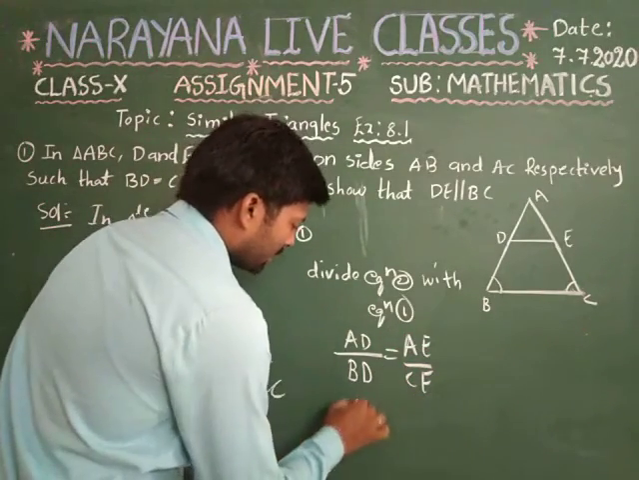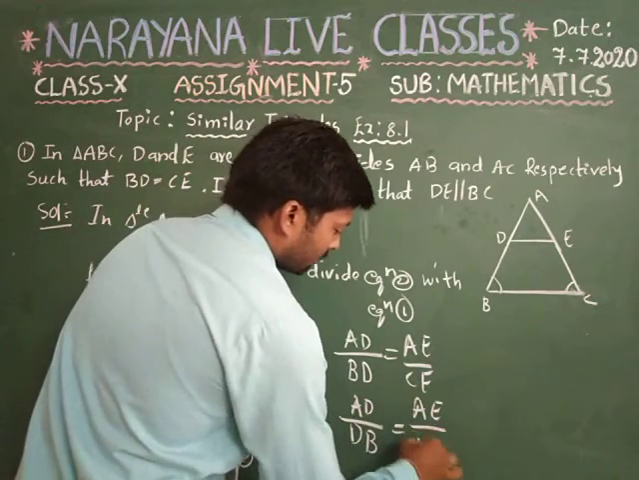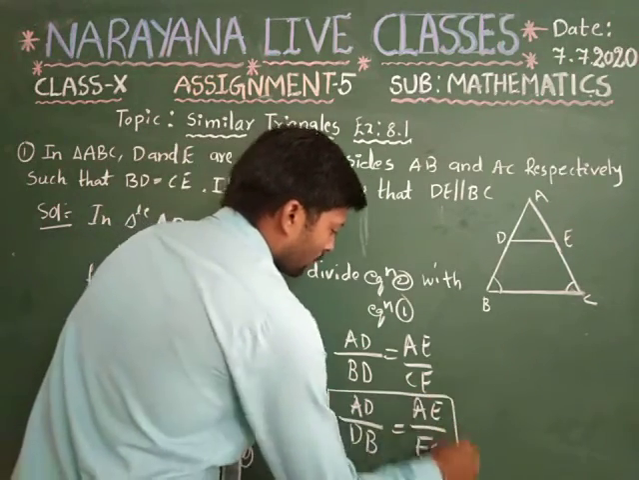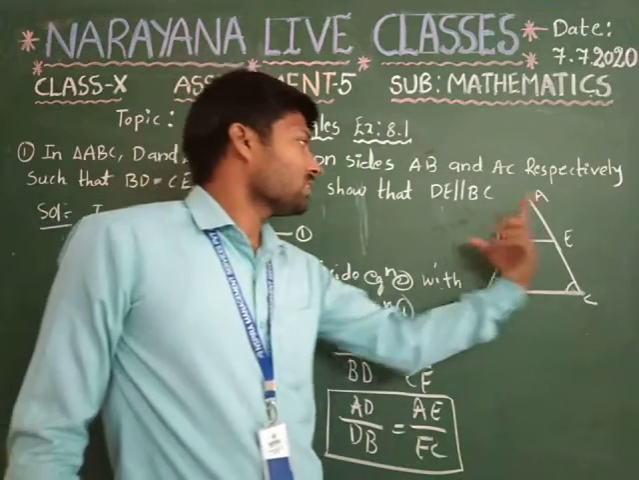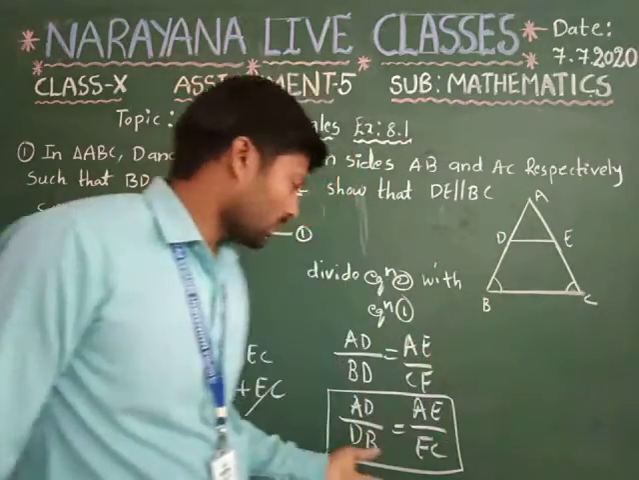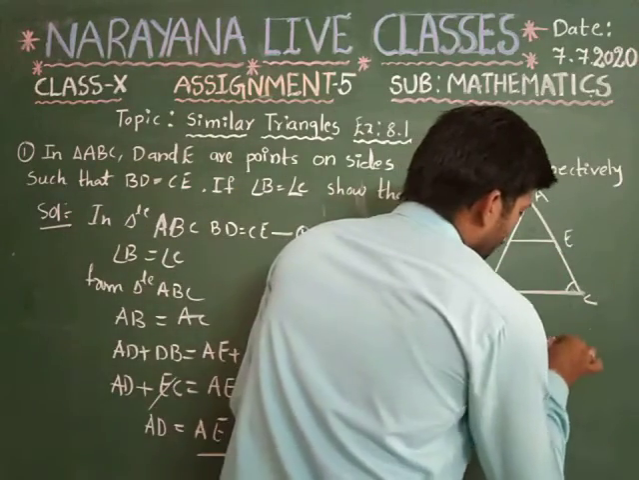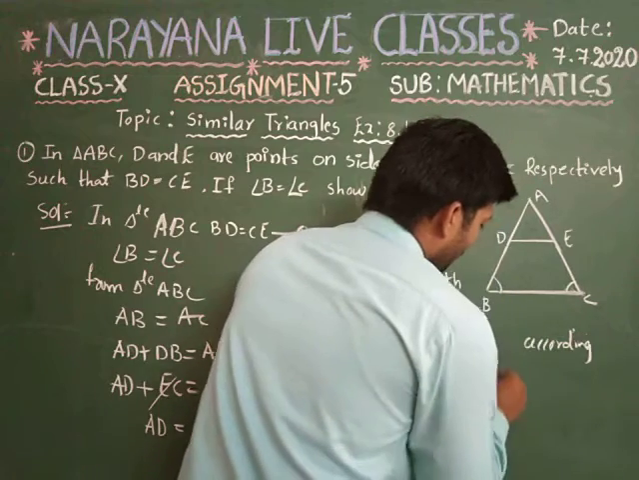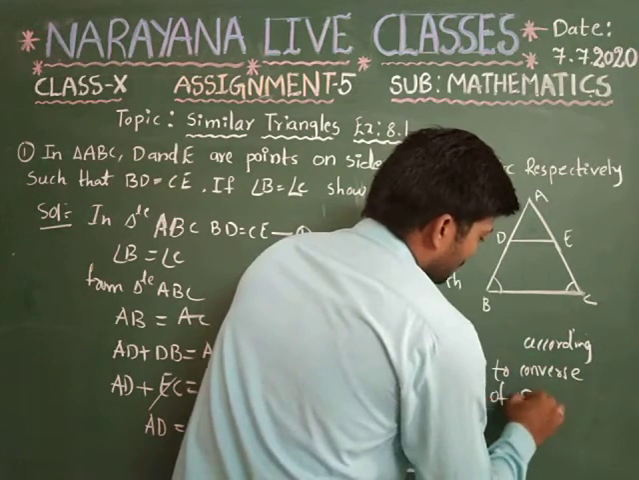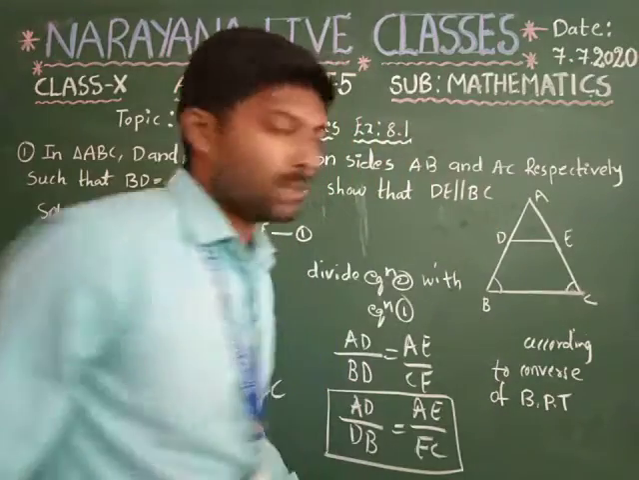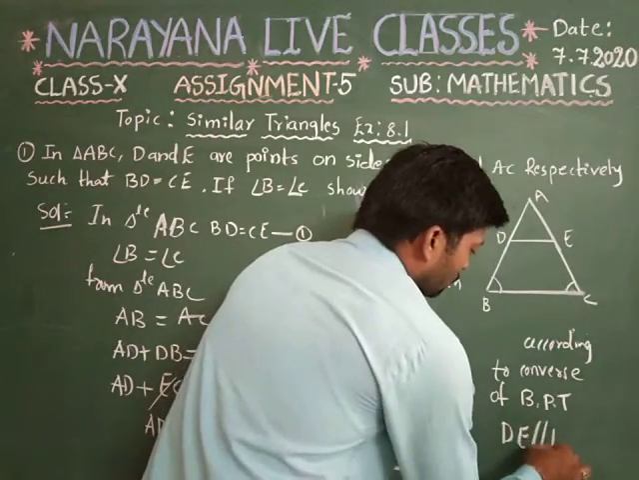I will rewrite this one: AD by DB is equal to AE by EC. So from the converse of the basic proportionality theorem, if a line divides the remaining two sides in the same ratio, then that line DE is parallel to BC. According to the converse of the basic proportionality theorem, DE is parallel to BC.